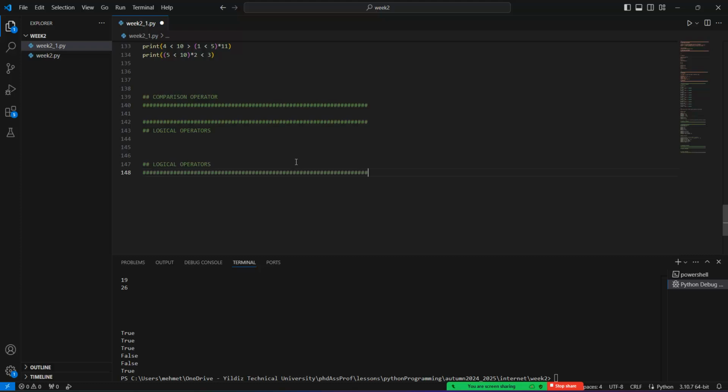What are the logical operators? The logical operators are and, or, not, and there are two responses in here, true or false, okay.